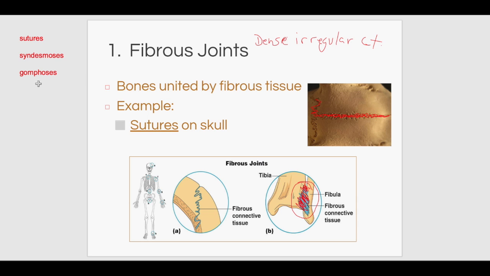The last type of fibrous joint is called a gomphosis. This is a funny word. So gomphosis, there's only one type, and this is found connecting your tooth into the gums, or your jawbone.